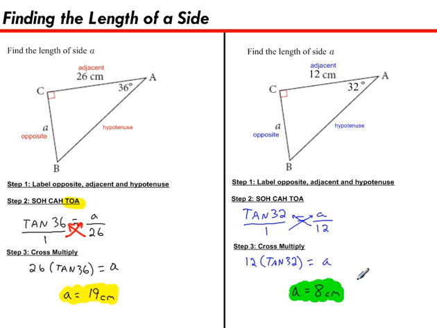So if everything worked out for you, you should get an answer of A equals 8 centimeters, and that's the length of this side. And we found that by first labeling our hypotenuse, the opposite, and adjacent sides. Then we chose tan, and we did a cross multiplication. And finally, we entered this into our calculator, and A equals 8 centimeters.